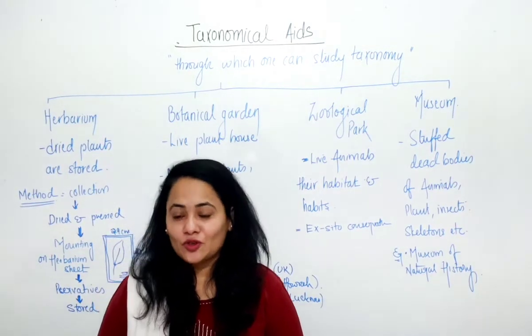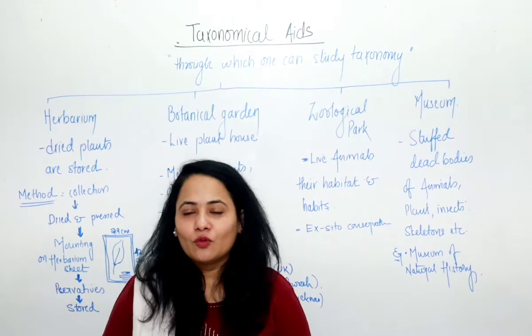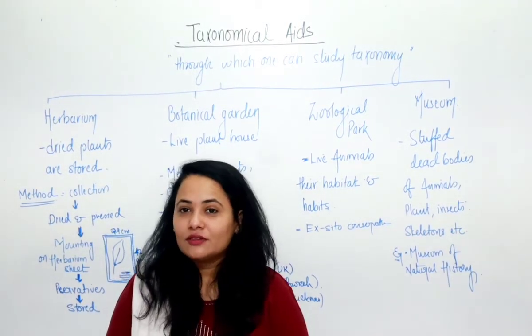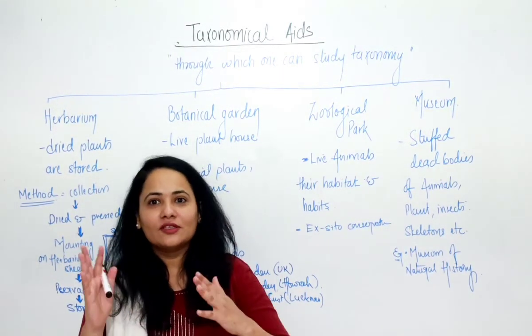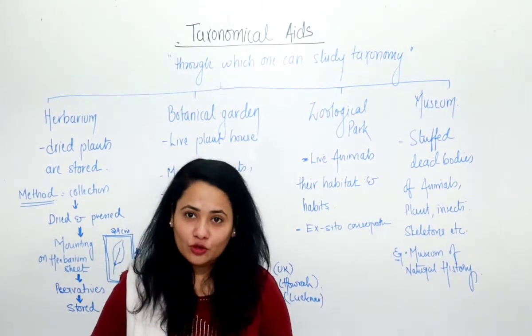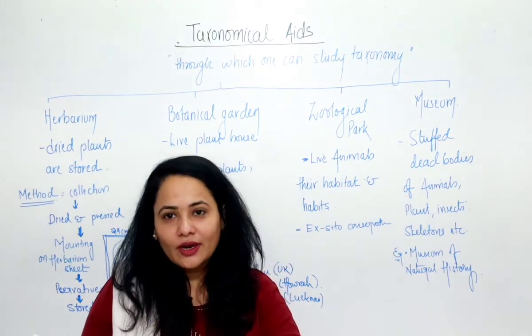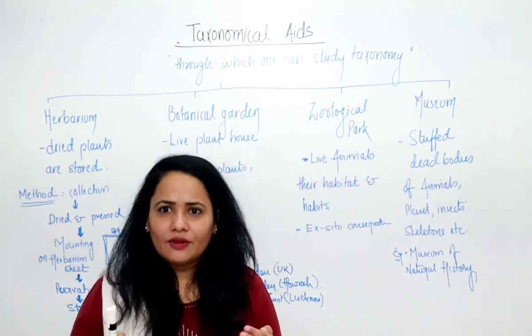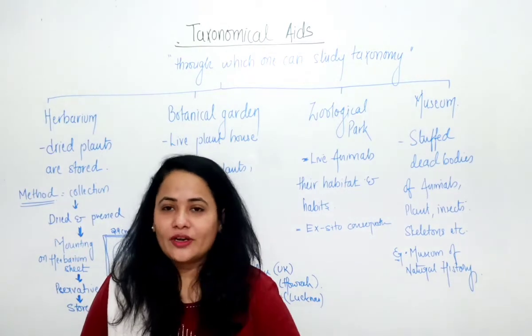Today we'll be talking about the topic of taxonomical aids. First of all, let us understand the meaning of taxonomical aids. We know what taxonomy is. Taxonomy is classification on the basis of observable characteristic features. Aids means the things which are helpful to study something, or which give a sort of assistance in studying something. That is what you call aids.